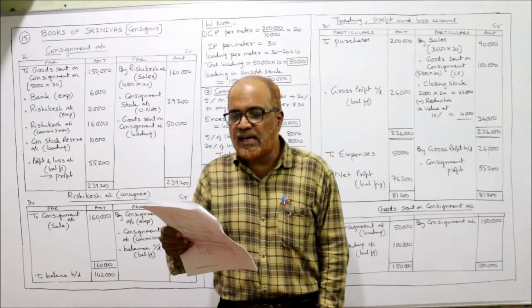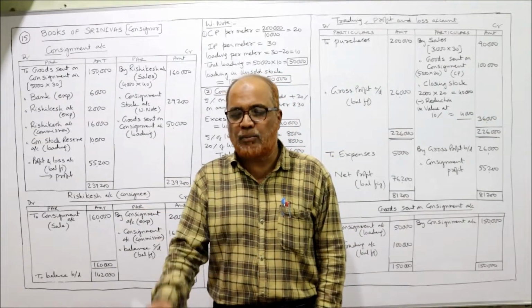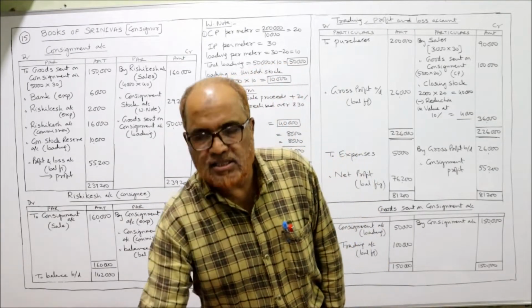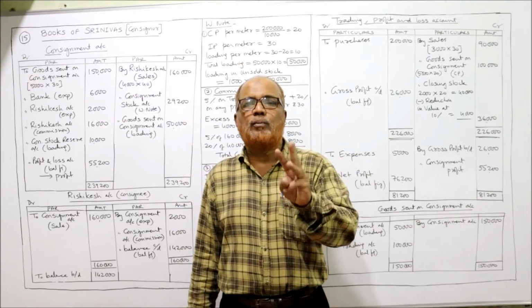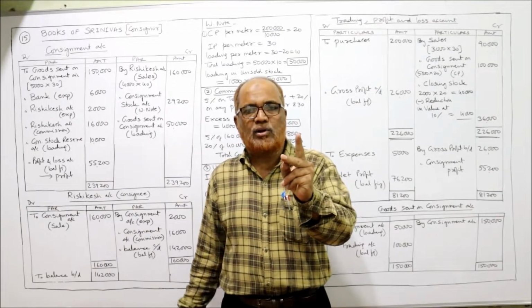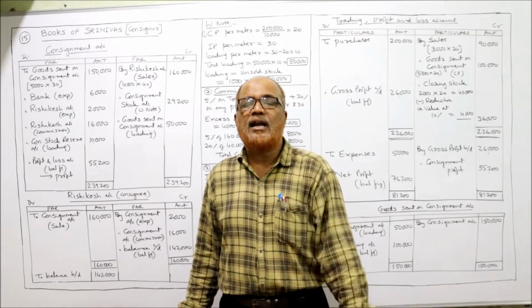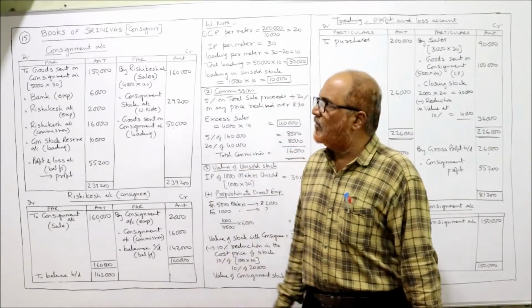Now, prepare consignment account, consignee's account, trading profit and loss account in the books of Srinivas. Srinivas is the consignor. So in the books of the consignor, it is asking you to make 3 accounts: consignment account, consignee's account, Rishikesh account, and trading profit and loss account. 3 accounts it is asking you. One by one we will make.